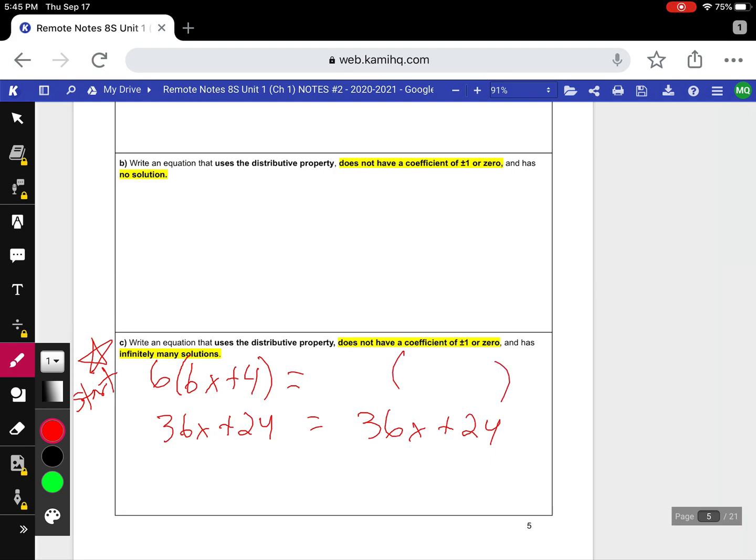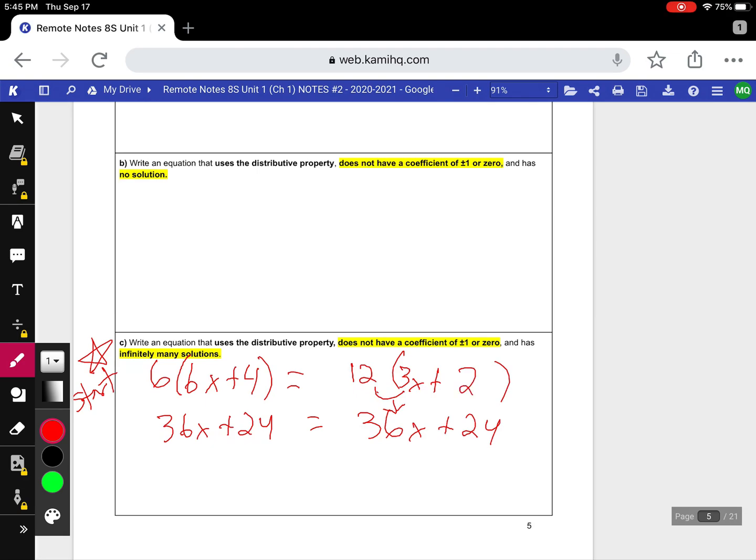So what are some other factors of 36? You got 6 and 6. What about 12 and 3? 12 times 3 also gives you 36, right? And then 12 times what gives me 24? 2. And look at that.